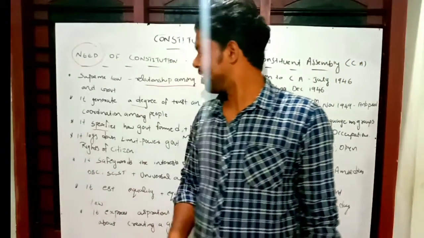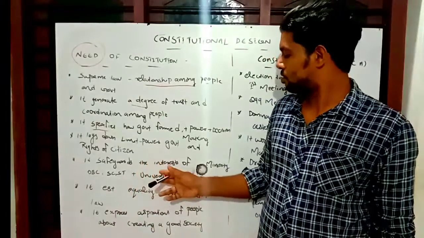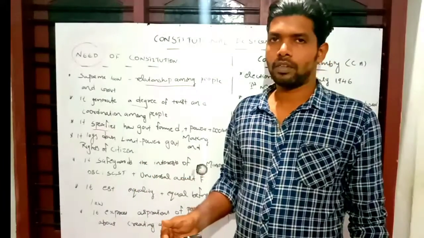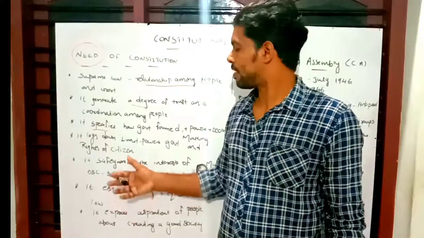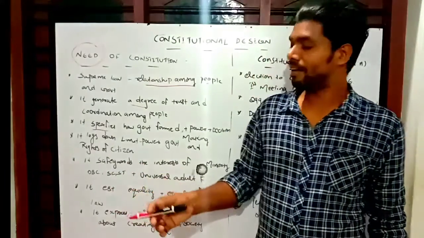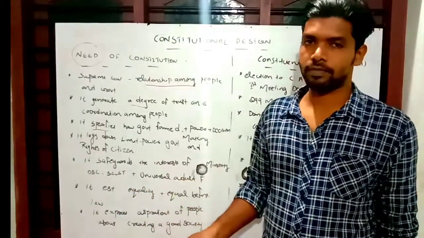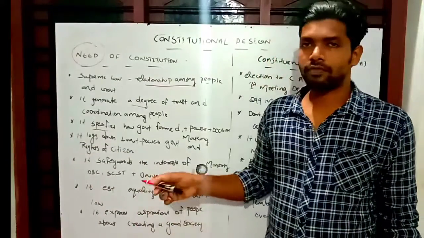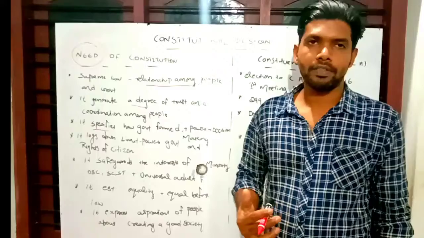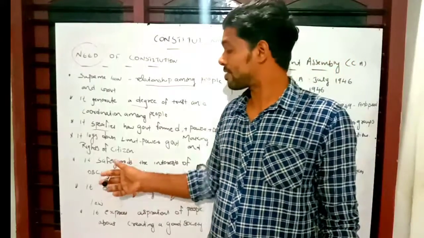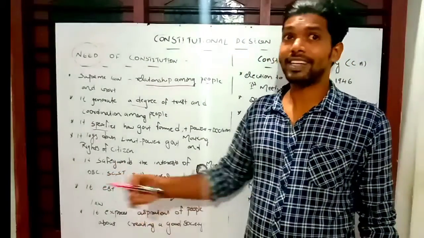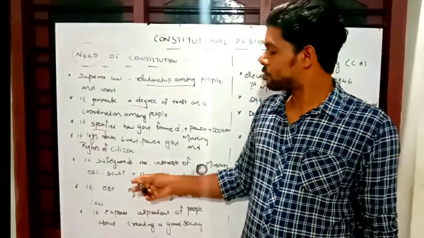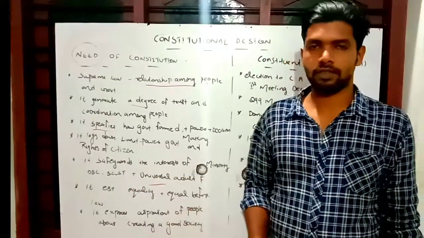And fourth need: it safeguards the interest of minorities and other backward classes, weaker sections, especially SC and ST, and it guarantees universal adult franchise. Fourth one, it safeguards the interest of the minority or other backward classes, especially SC and ST, and it ensures the universal adult franchise.